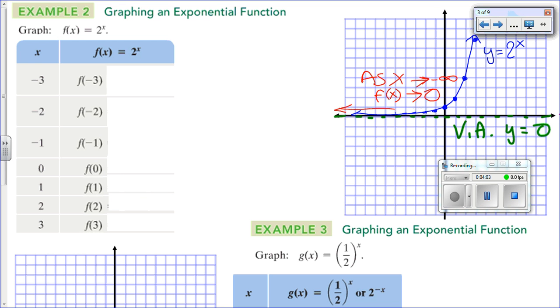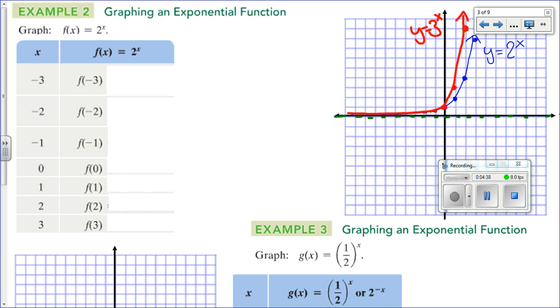So we have here the graph of 2 to the power x. If I want to graph, let's say, 3 to the power x, it will have the same y-intercept because 3 to the power 0 is 1. And then 3 to the power 1 is 3, 3 to the power 2 is 9. And then I'm going to go in this direction, but just make sure I don't touch the x-axis. So that will be the graph of 3 to the power x.